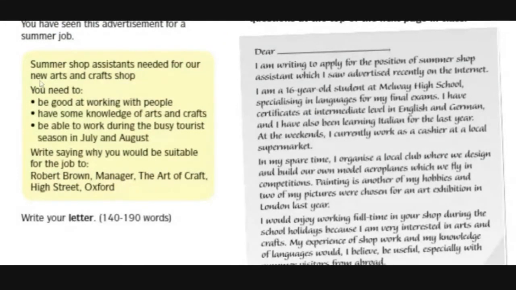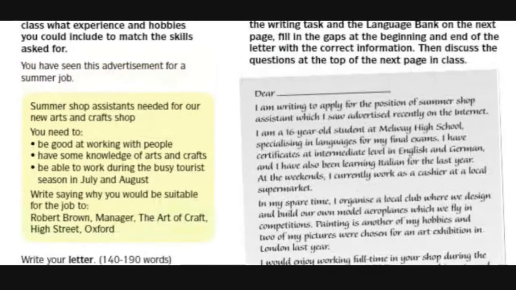Okay, so let's go through the task first. You have seen this advertisement for a summer job. Summer shop assistant needed for our new arts and crafts shop. You need to be good at working with people, have some knowledge of arts and crafts, be able to work during the busy tourist season in July and August. Write saying why you'll be suitable for the job to Robert Brown, manager, the Art of Craft, High Street, Oxford. Okay, this is the name of the shop, and then the address, and the name of the manager. So this is the person that you need to write a letter to.